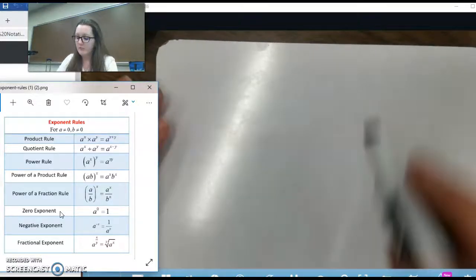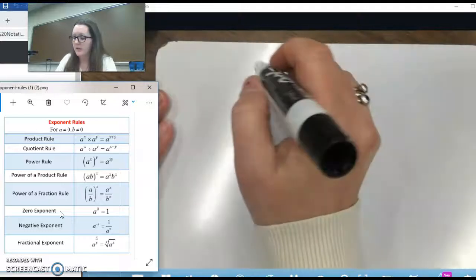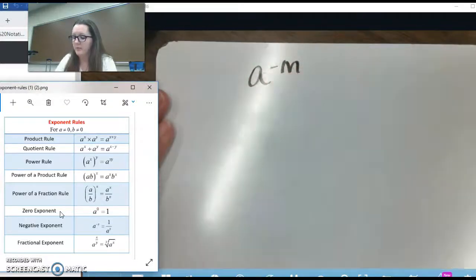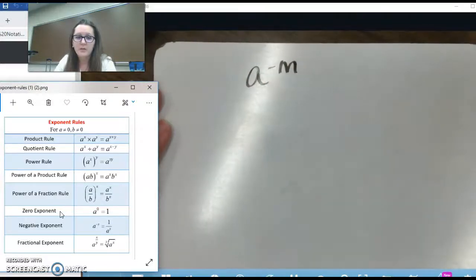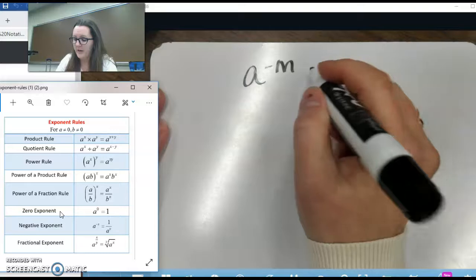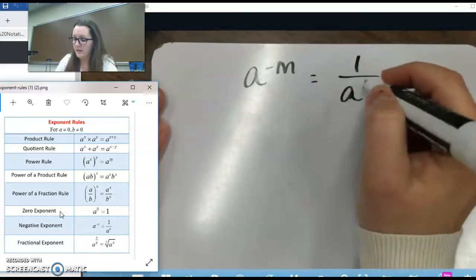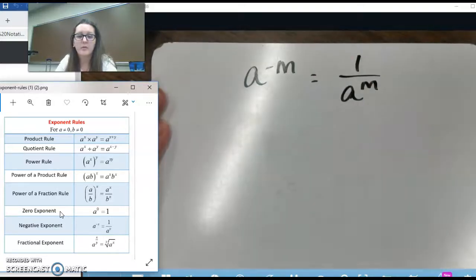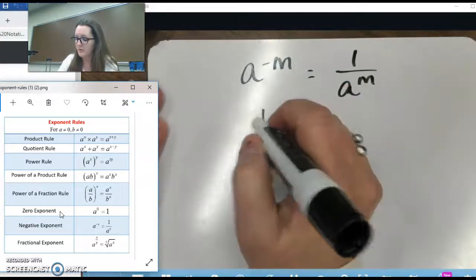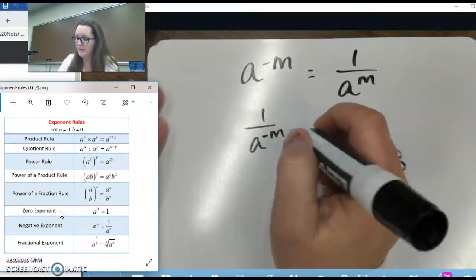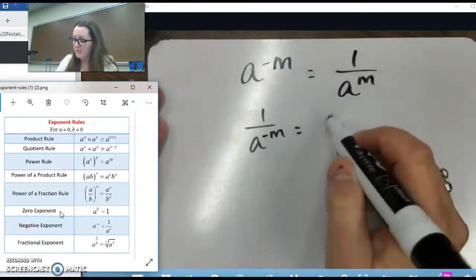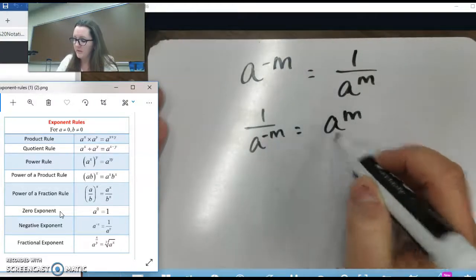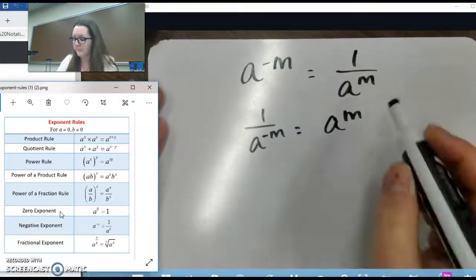A little bit of a kicker there. Anything raised to a negative power, like the example a to the negative m, is actually going to be in the denominator. So it looks like 1 over a to the m, and your exponent is then positive, not negative. It's flip-flopped the other way too. If I have 1 over a to the negative m, in order to make that exponent positive, I have to put it in the numerator like that. Okay?